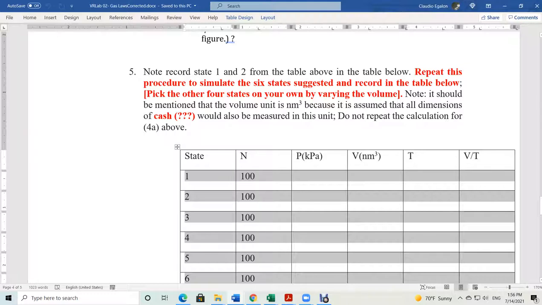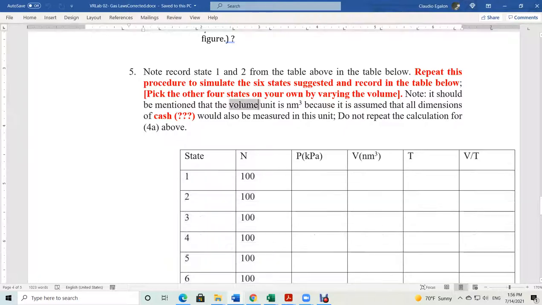You know what? We have to do that from scratch here. Repeat this procedure to simulate the 6 states suggested and recorded in the table below. Pick the other 4 states on your own by varying the volume. Note: it should be mentioned that the volume unit assumes that all dimensions of the cell would also be measured in the same unit. Okay, all the dimensions.